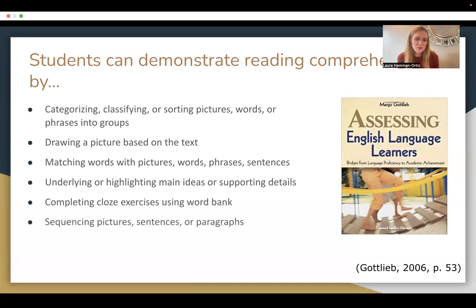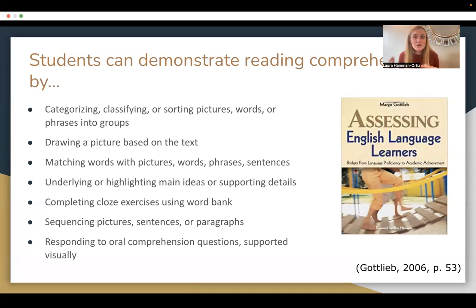Sequencing pictures, sentences, or paragraphs. In this context, sequencing might not be as useful since we're talking about 3 different things that don't necessarily follow a sequential order, but if there was a passage that involved some sort of order, having students sequence shows that they understood that order. And finally, students can respond to oral comprehension questions with visual supports rather than having to simply provide answers in writing.